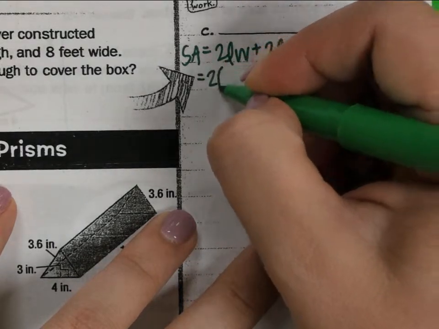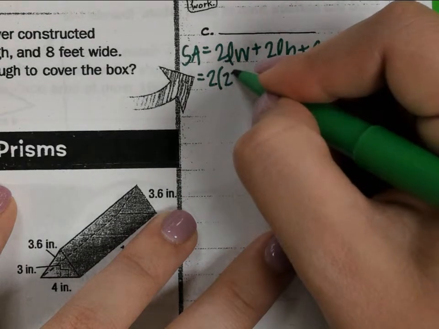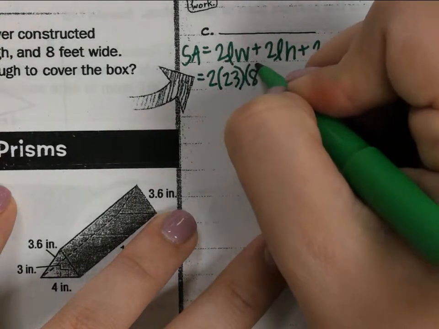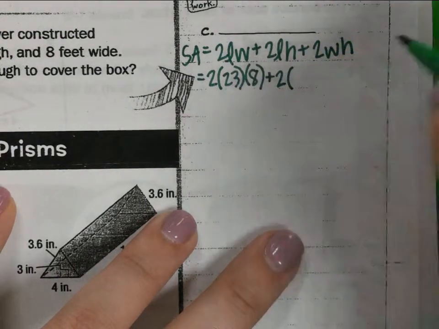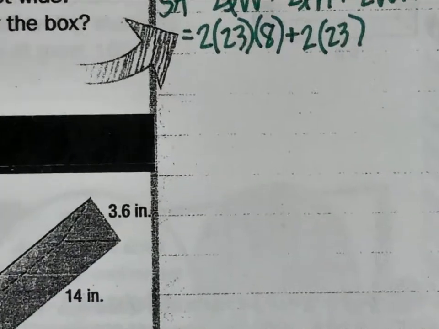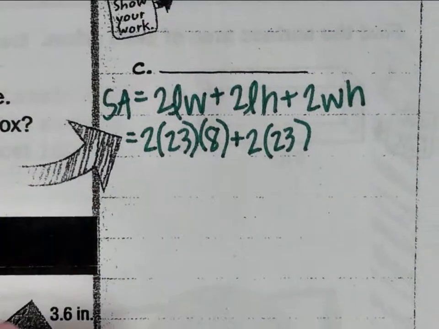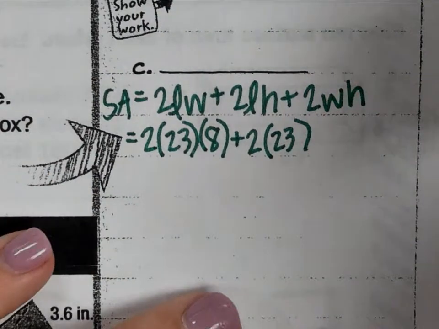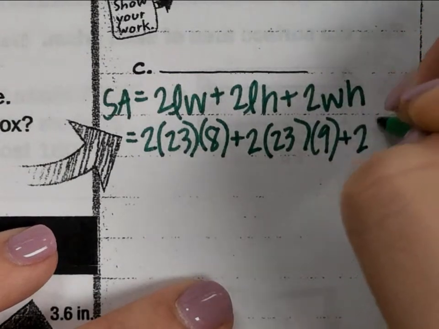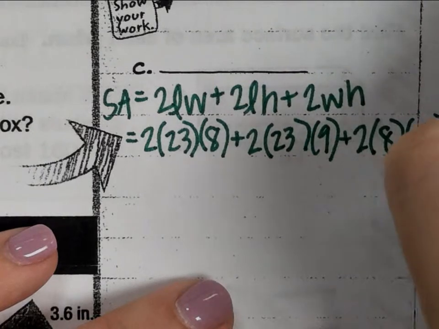All right, so what is my length? 23. What's my width? 8. My length again is 23. My height, what is that? 9. So then I've got 2 times 8 times 9.